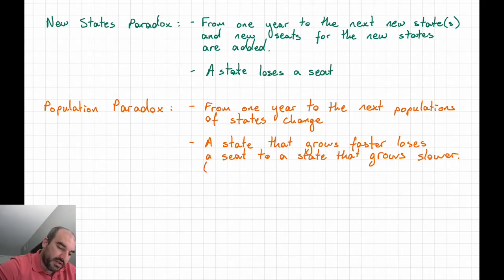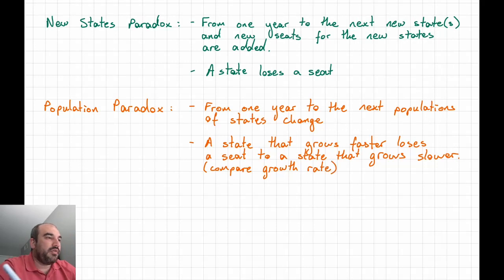I'm going to put in parentheses here, you're going to have to compare growth rates to actually identify whether a population paradox is happening or not. Compare growth rates. And the growth rate depends on what the population was to begin with, right? It's not just that this state's population grew by 10,000 people and this state's grew by 20,000 people. That doesn't mean anything unless you know what their old population was. When we talk about growth rate, we're talking about a percentage growth rate.